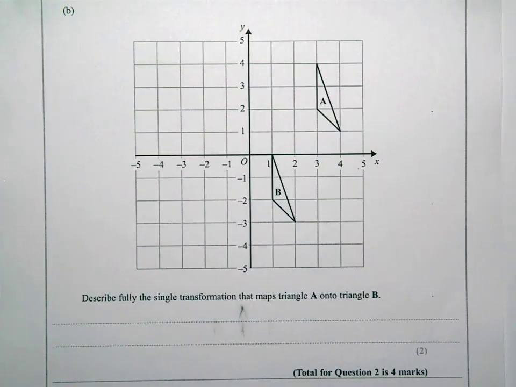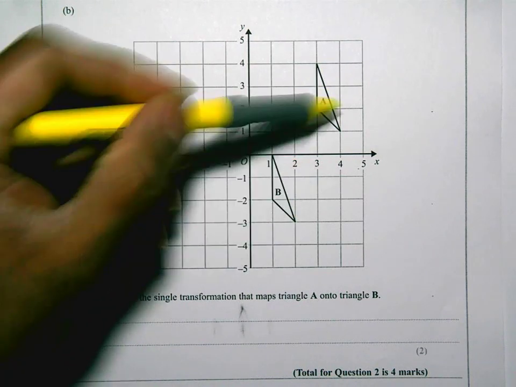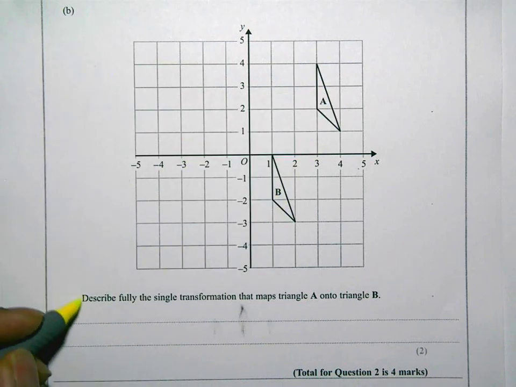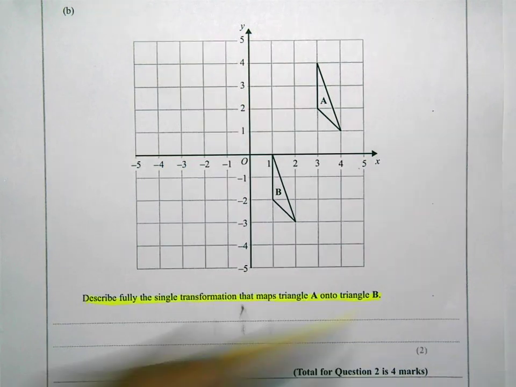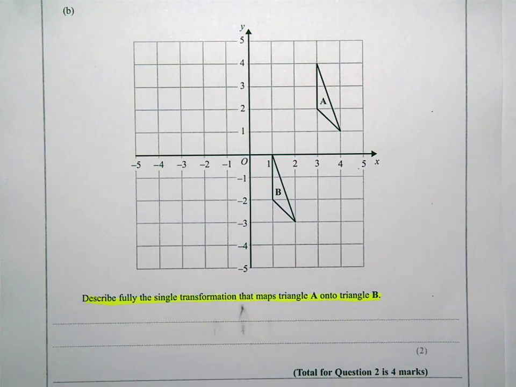This is part B of question 2. And in part B, again, you have a diagram over here with 2 shapes, A and B, 2 triangles, labeled A and B. And the question says, describe fully the single transformation that maps A onto B. So again, it's about transformations. And the transformations could either be enlargement, rotation, reflection, or translation.